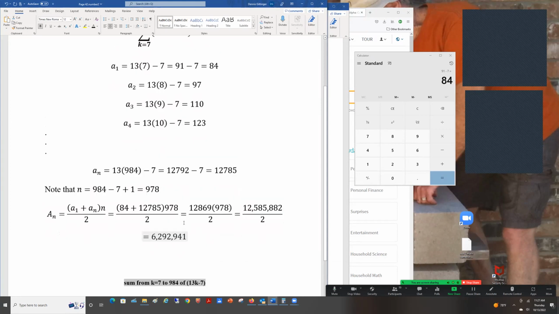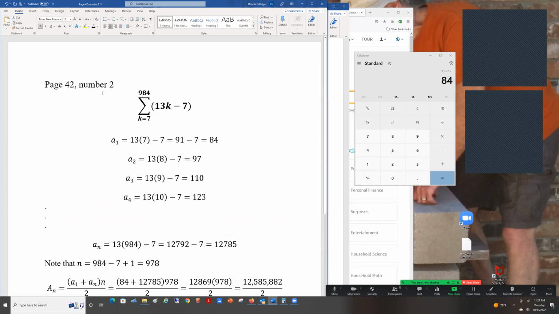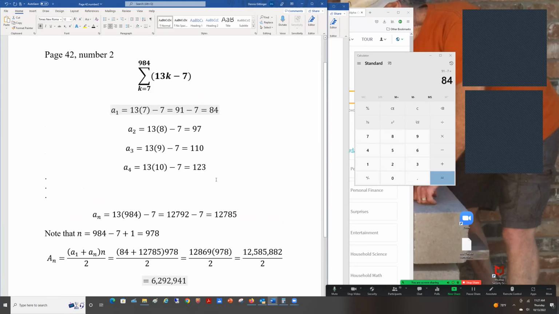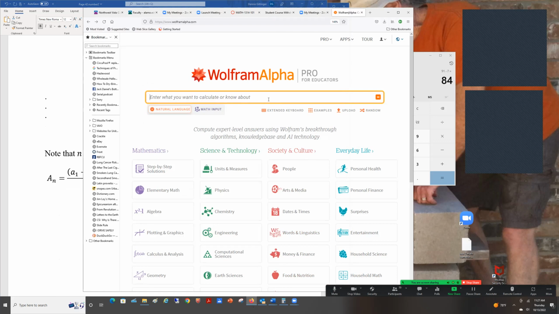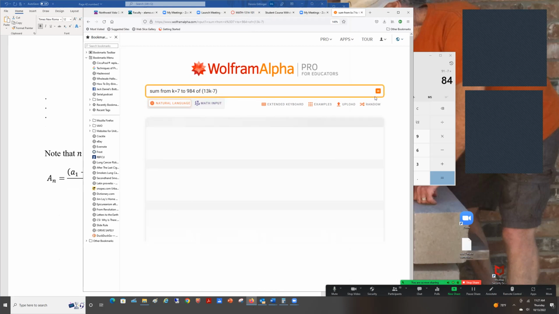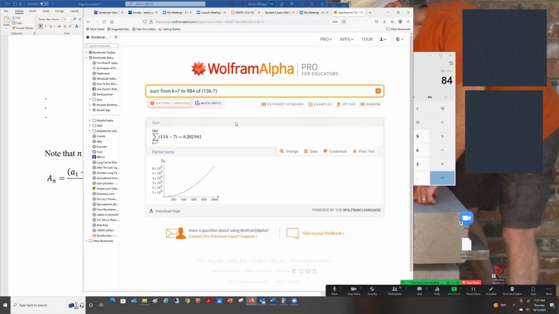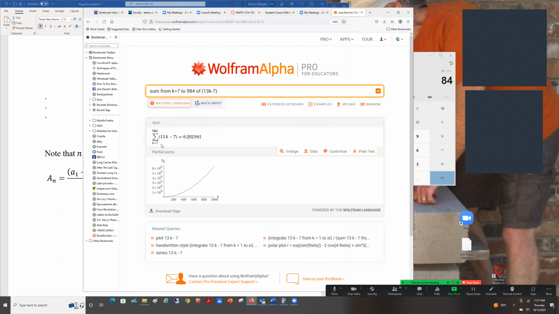Really? Yes. Now, you may notice on page 42 that right underneath that, I have typed in sum from k equals 7 to 984 of 13k minus 7, and that can be worked out if you just put that in this website called Wolfram Alpha. And watch how long it takes or how short it takes to do this. Boom. And it tells you the input is interpreted to mean the sum from k equals 7 to 984 of 13k minus 7 is, and by golly, that was painless.